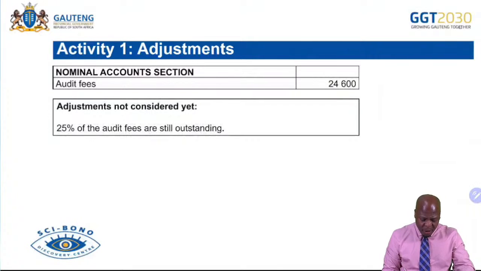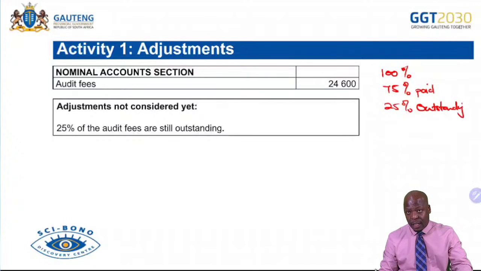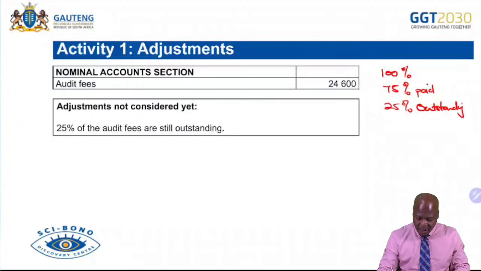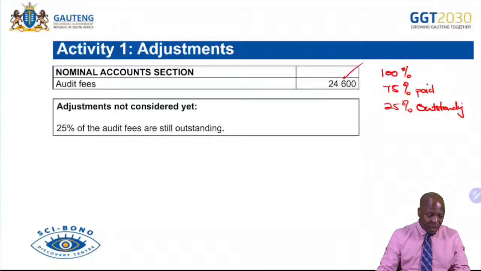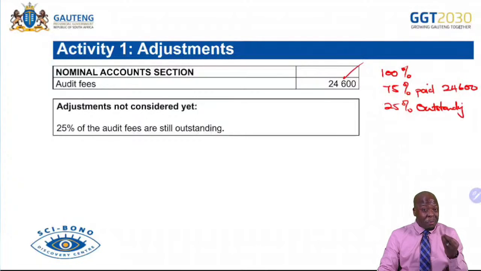The next adjustment then says 25% of the audit fees is still outstanding. What does that mean? It means the audit fees that we were supposed to pay was 100%. However, we have paid 75%. This has been paid because we are told that 25% is outstanding. So what we are given, therefore, the 24.6 is what has been paid. So this becomes your 24.6. We're going to use the same method that we've been using from the beginning of this class. What is it that you want?